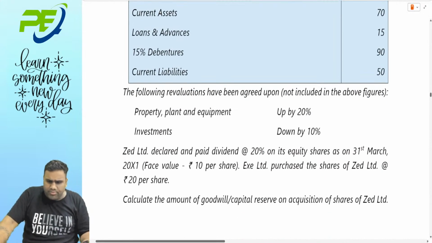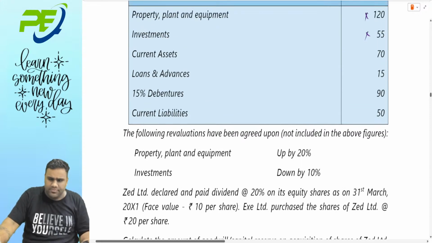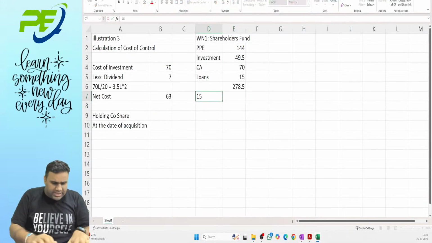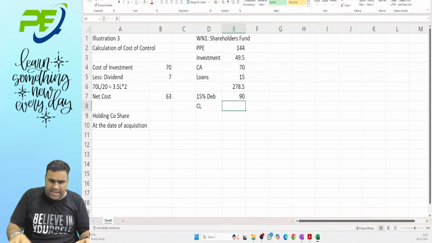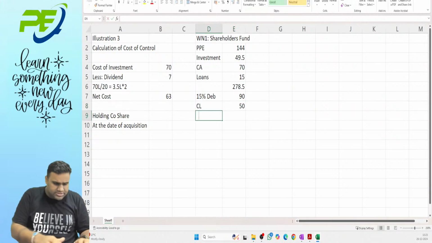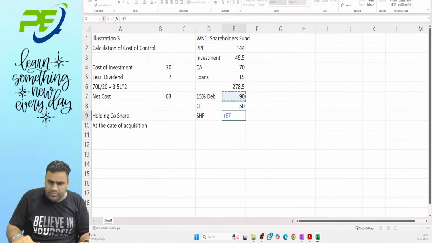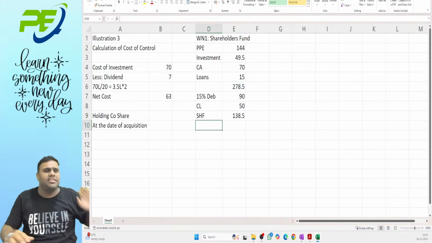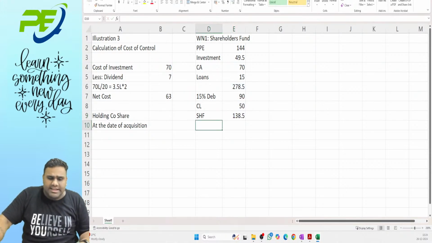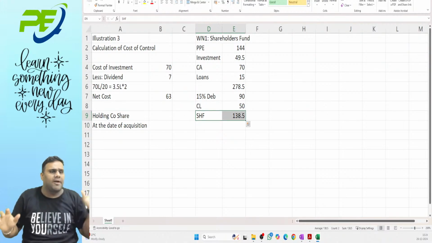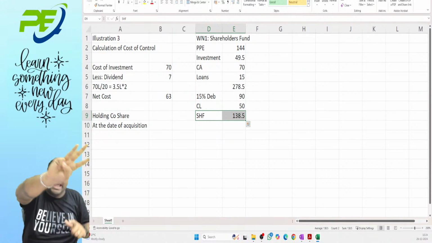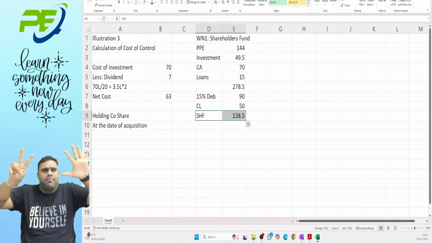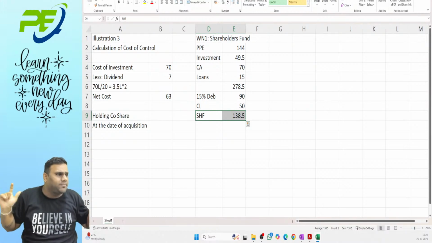Now no changes in liabilities, right? So 15% debentures 90, current liability 50. So shareholders fund is 138.5. The entire shareholders fund belongs to holding company. True or false? False. Why? 30% is minority interest. 70% is holding company share, everyone.